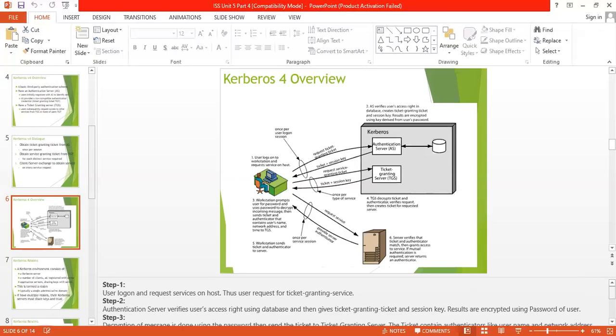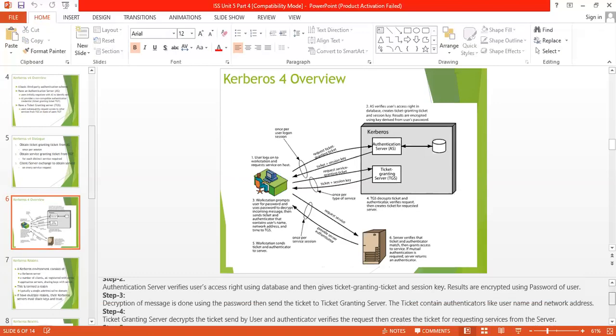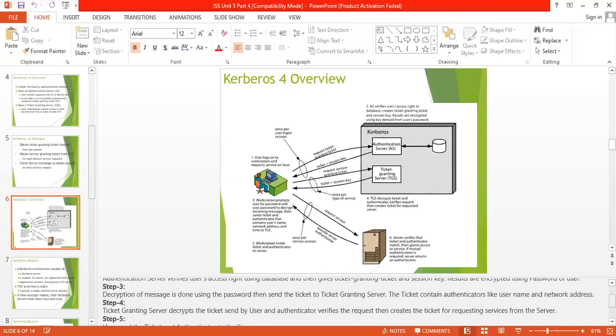In step 3, the message is decrypted using the password, then the ticket is sent to the ticket granting server. The ticket contains authentication information like username and network address. In step 4, the ticket granting server decrypts the ticket sent by the user, and the authenticator verifies the request, then creates the ticket for the requested service from the server.